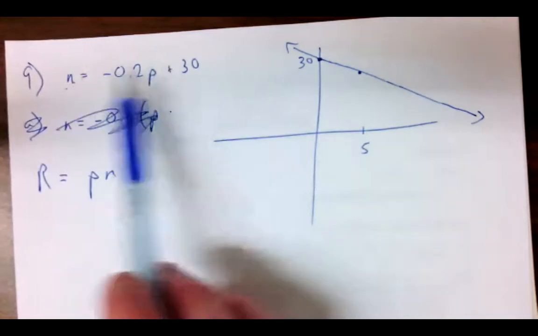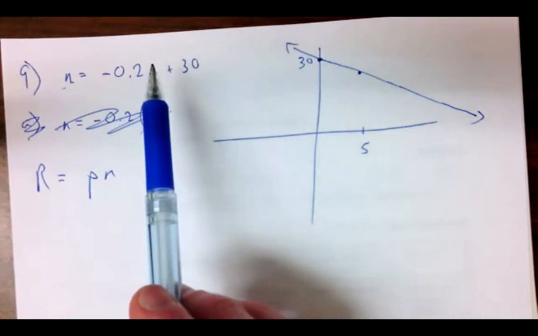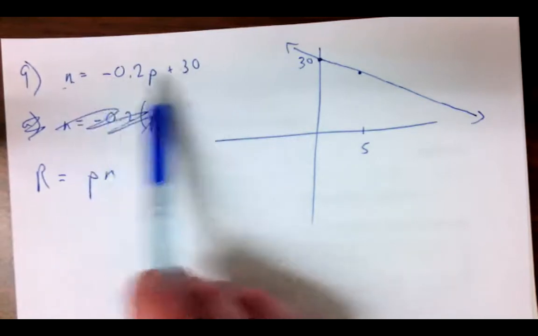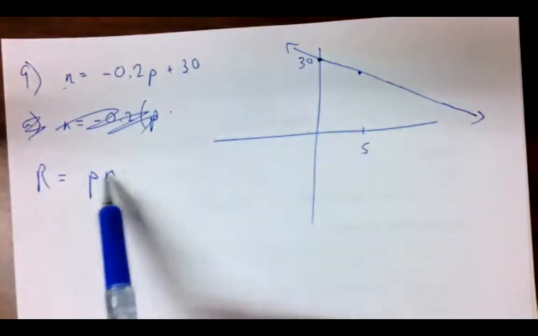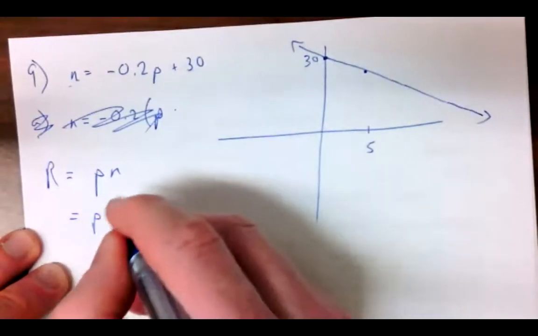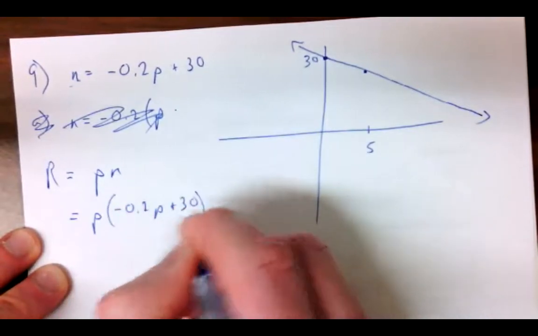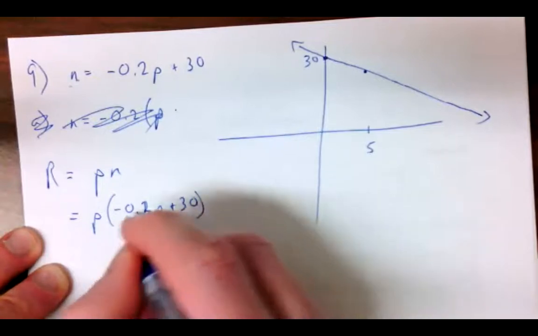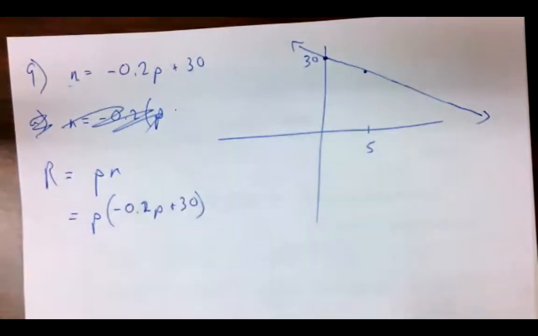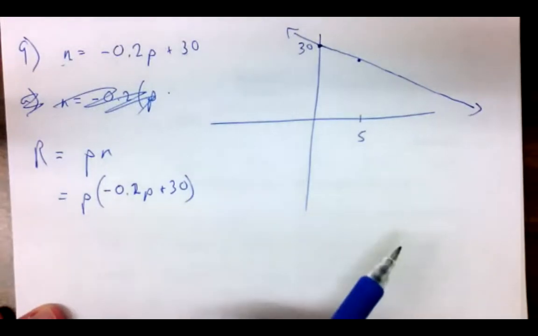So what we need to do is isolate N equals this. So we can put this in for N here. Do you know what I mean? So we have P times negative 0.2P plus 30. There we go. It just takes some reading skills. I teach math, so I need to learn to read better. Does that make sense what I'm doing here? I need to slow down.